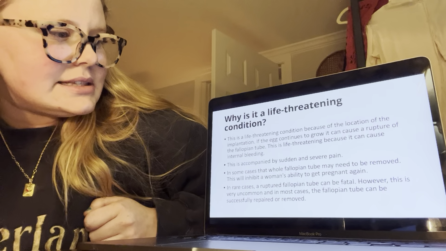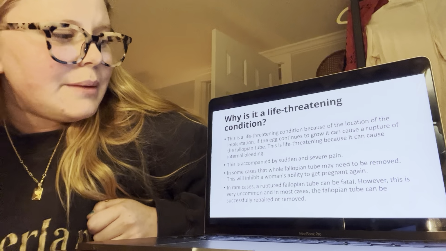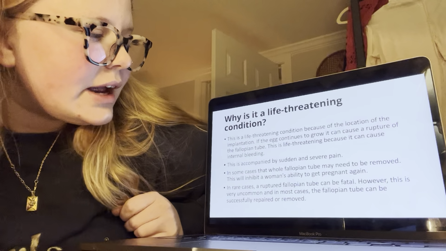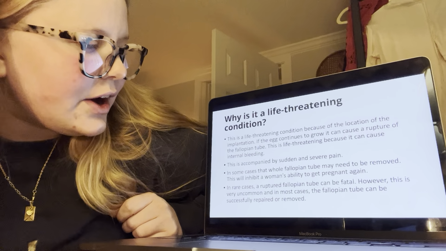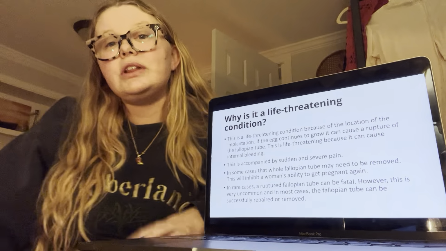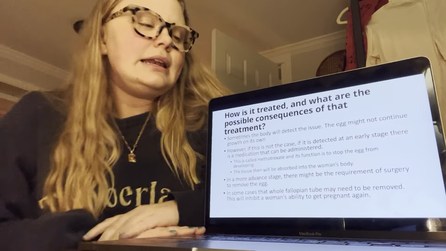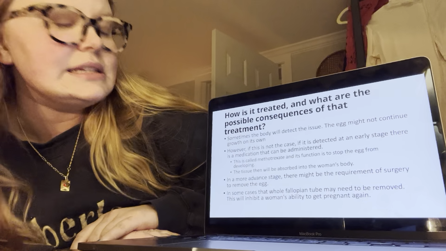In some cases, the whole fallopian tube may need to be removed. This will inhibit a woman's ability to get pregnant in the future. In rare cases, a rupture of the fallopian tube can be fatal. However, this is very uncommon, and in most cases, the fallopian tube can be successfully repaired or removed before that happening. Next, how is it treated, and what are the possible consequences of that treatment?